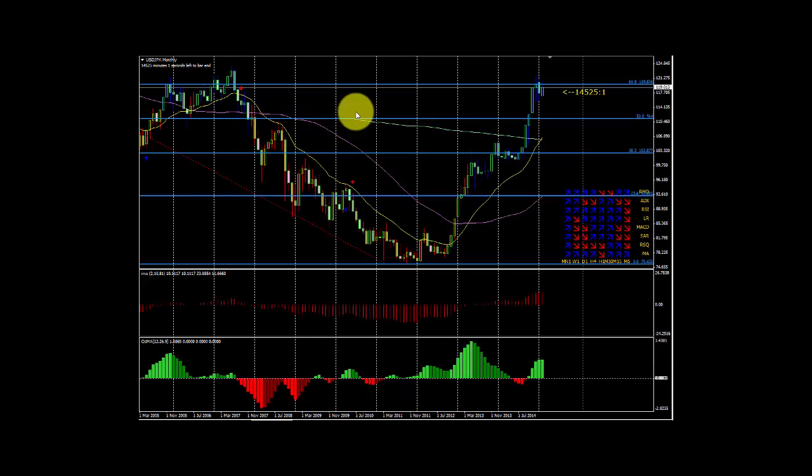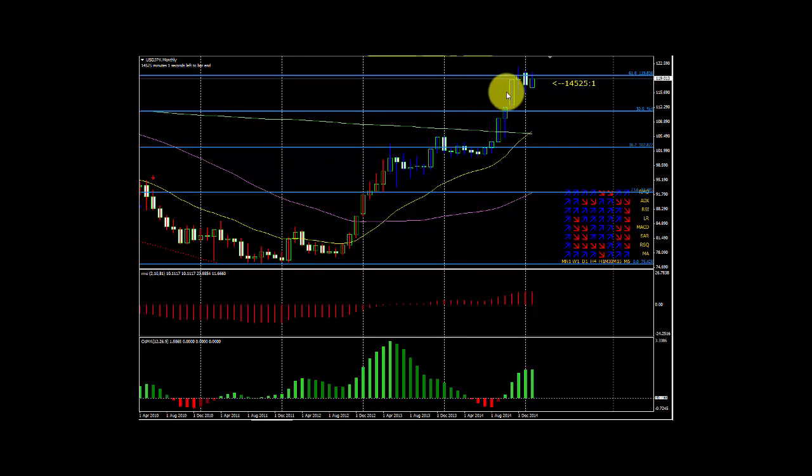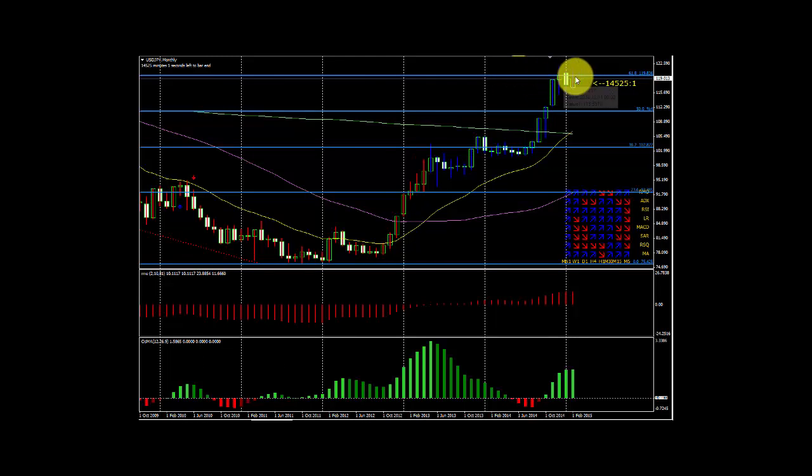The last pair of the day is the US dollar Japanese yen. Starting on the monthly, you can see that we've seen a bit of bullishness this month, in fact, as it plays out. We've seen price over the last 2 months, December and January, a pullback. December was a spinning top into that 61.8 monthly fib level, which had 119.83.